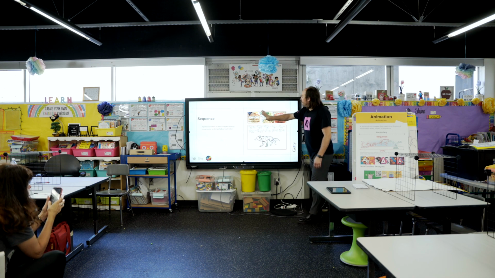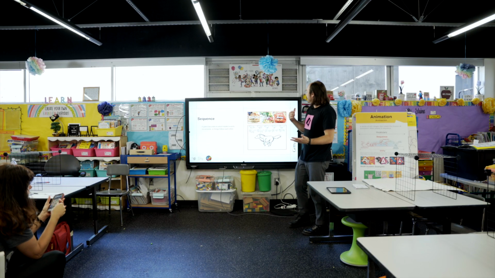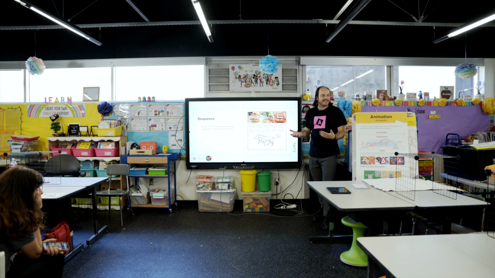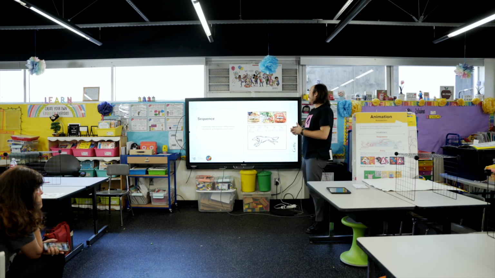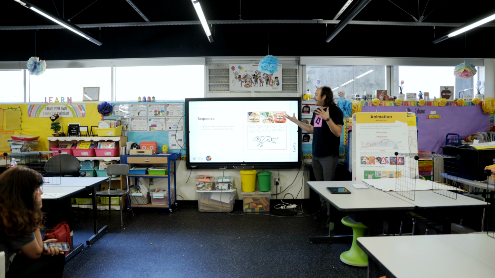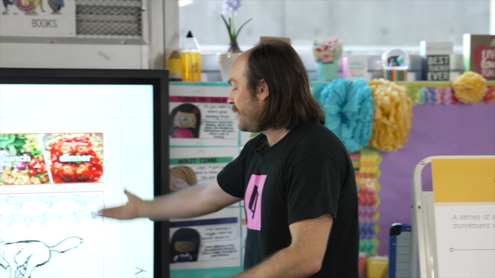okay? So we think of sequence, breakfast, lunch, dinner. It's a particular order in which related events, movements, or things follow each other, okay? You can't have your dinner after your breakfast. I mean, I don't know, maybe you're on like a crazy nurse schedule or something like that. That's fine. But we have a particular order in which we make the thing, so we want to present it back in the exact same particular order so that it creates this illusion.